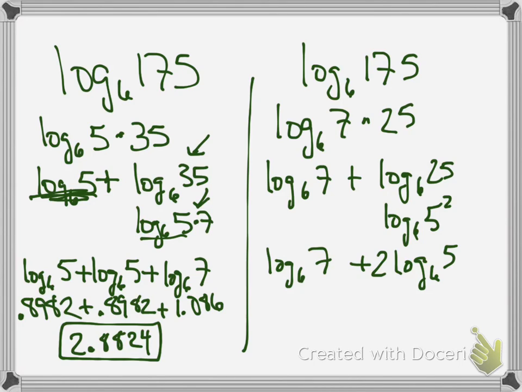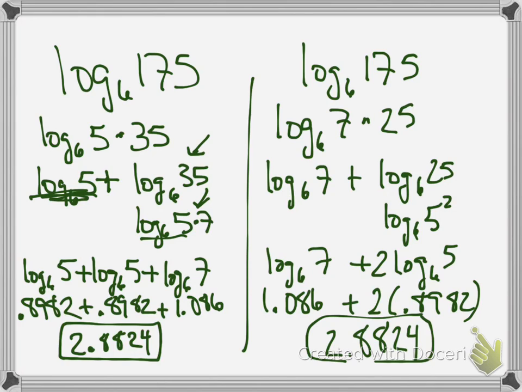All right, so I've got this, and then I can put the decimals in and say 2 times 0.8982, and again, type it in, you should get the exact same answer. And there you go. Not that hard, right? Okay, so the hard one was the 1.4, right? Because that's a decimal.